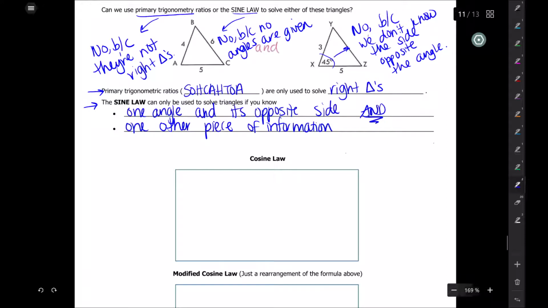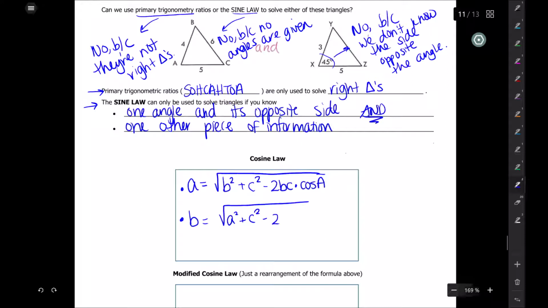Okay, so this is where the cosine law will come into play. So the cosine law says that side A is equal to the square root of b squared plus c squared minus 2bc times the cosine of A. Okay, or we can also say, because sometimes we want to find out side length B, B is equal to the square root of a squared plus c squared minus 2ac times the cosine of B, okay? Or we could find out C, and I want you to fill in the rest. So C is equal to what, okay?